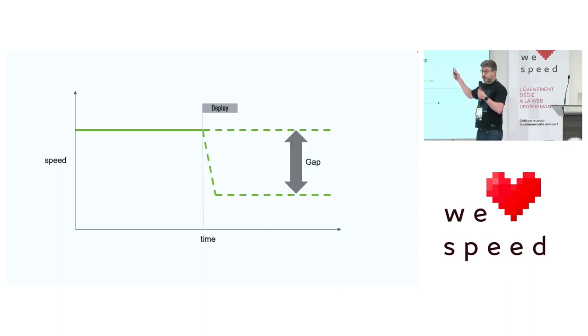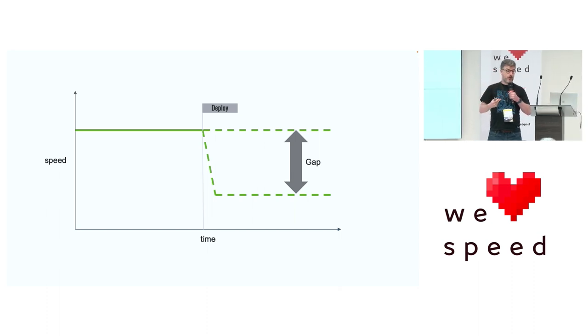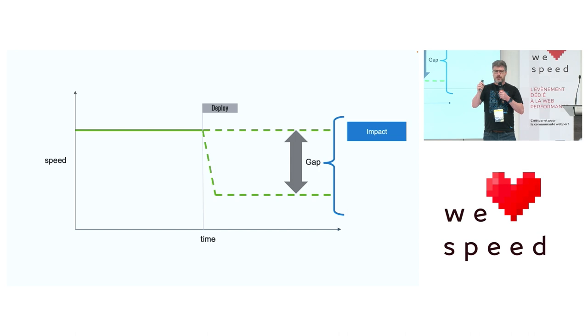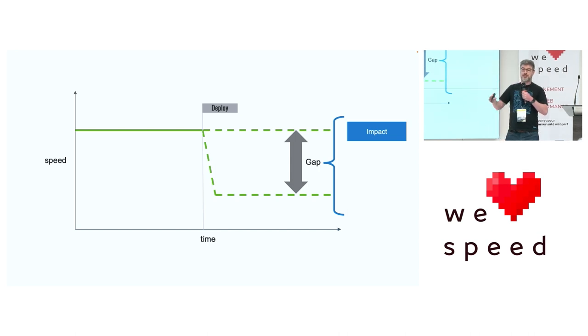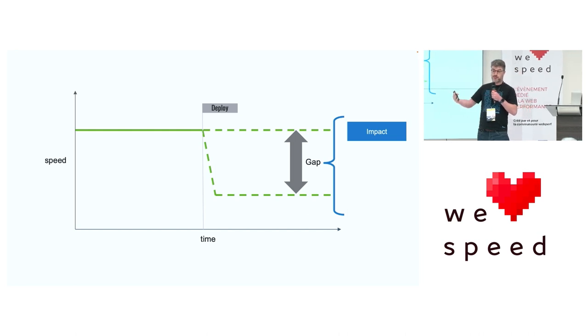Now, this gap between how much you actually see in RUM depends on a few things. First is the impact. If you make a change which is a micro-tuning, let's say removing one CSS rule, like I do sometimes in the evening, will that make a big difference? No. So of course, the bigger the change, the easier to see it. That's of course one thing.